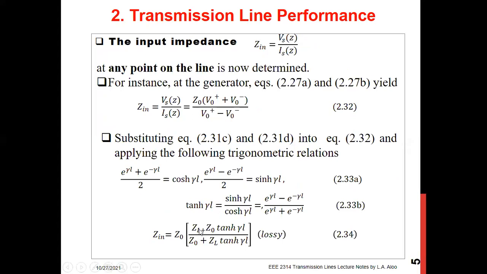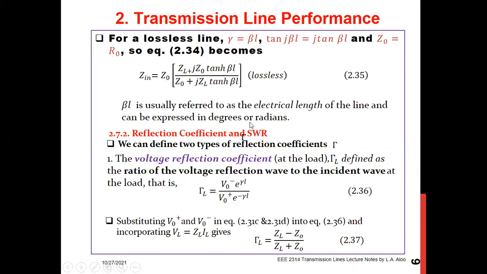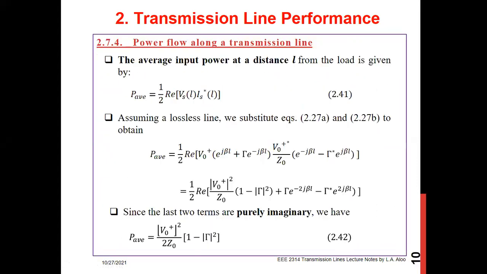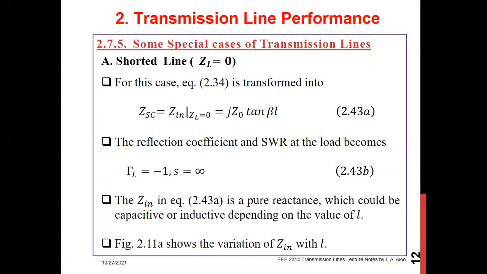And when the line is shorted, it means ZL is equal to 0. So you come and substitute ZL equals 0 here, if it is a lossy line. But if it is a lossless line, you come here and then substitute ZL equals 0. When the line is terminated in what? In a short circuit.